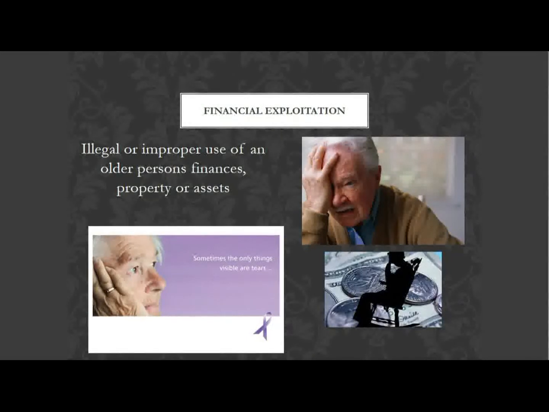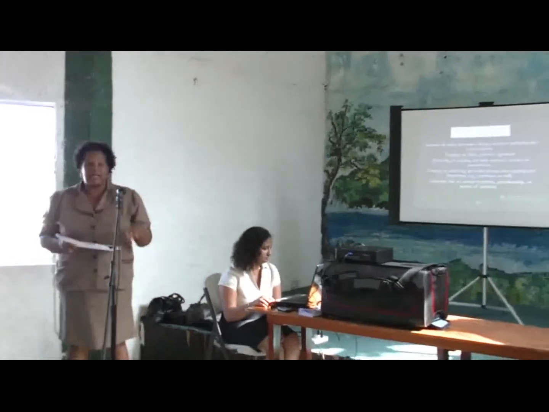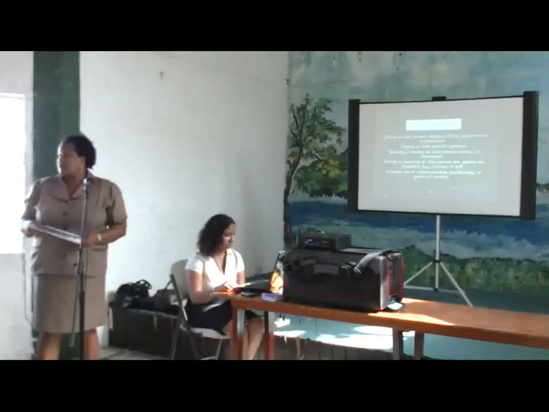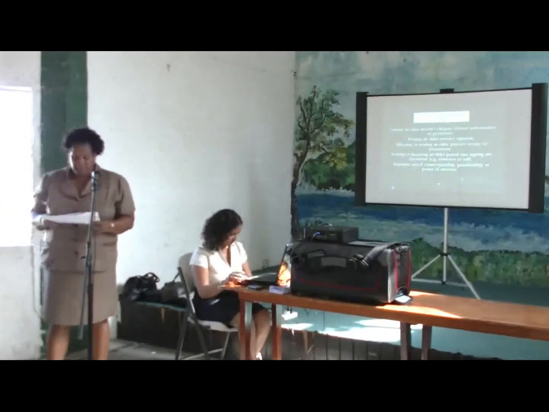Financial exploitation. Elderly people do get abused that way also. Illegal or improper use of an older person's finances, property, or assets. And you hear these things happen all the time, especially the older persons who receive the public assistance. We always get complaints that this person is receiving the money and they're not using the money for the person. They're using it for whatever else. The person is not benefiting from the monies.